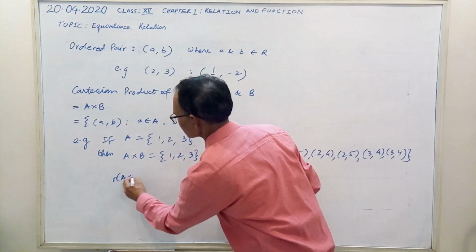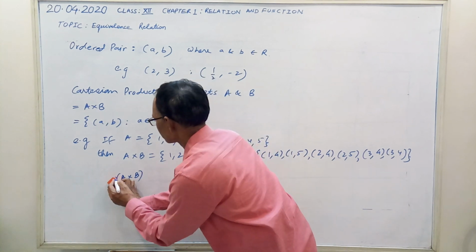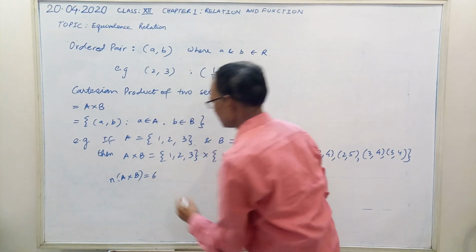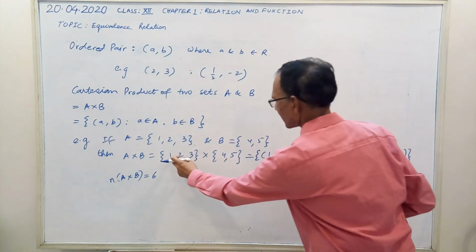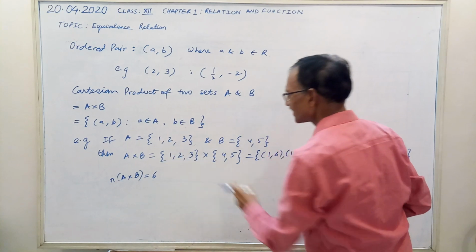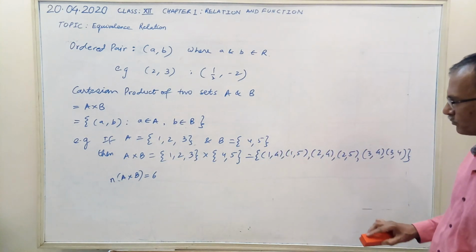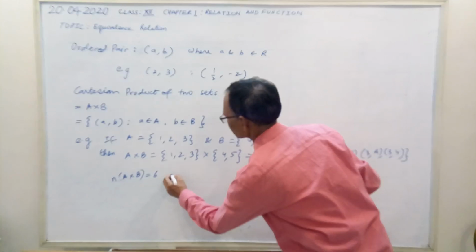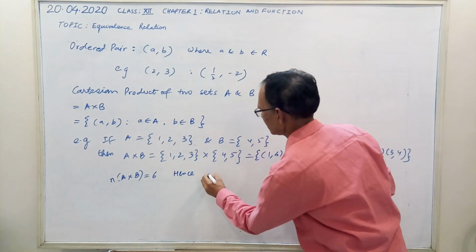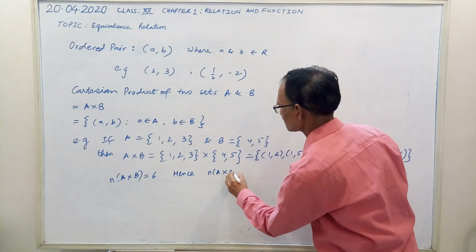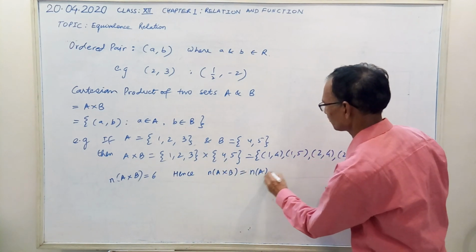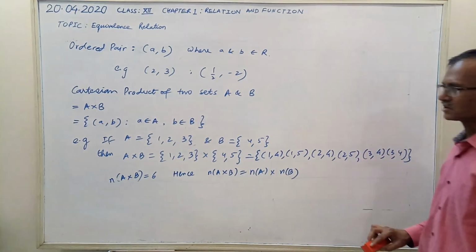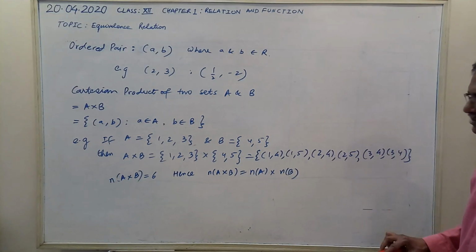Number of elements, this is the symbol for number of elements in a set. These are 6 because each is paired with 2 elements and there are 3 elements here. So 3 2s are 6. Hence we can say that number of elements in A cross B is given by number of elements of A multiplied by number of elements in B.